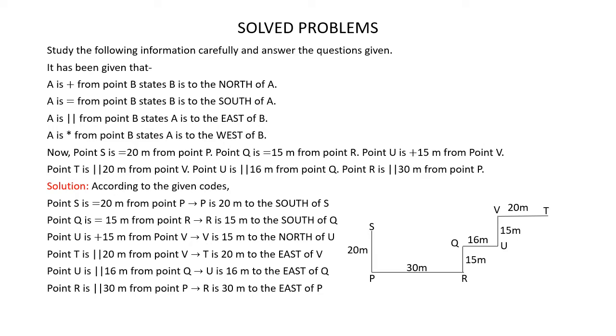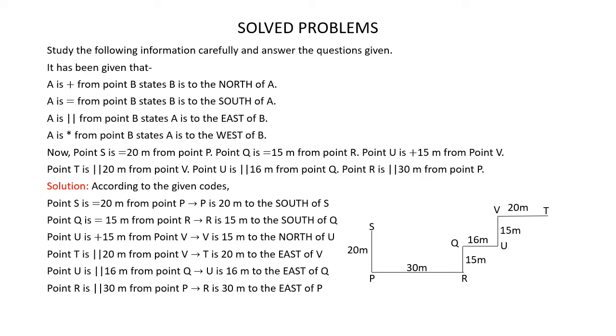Now, point S is equal 20 meters from point P. Point Q is equal 15 meters from point R. Point U is plus 15 meter from point V. Point T is parallel 20 meters from point V. Point U is parallel 16 meter from point Q. Point R is parallel 30 meters from point P.